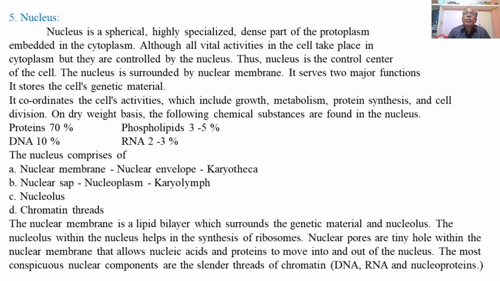Then fourth is the chromatin threads, or the chromatin material, the threads representing the actual DNA, the genetic material in the form of chromosomes, called chromatin threads. The nuclear membrane is a lipid bilayer, a double membrane composed of phospholipids, which surrounds or encloses the genetic material in the form of chromosomes and the nucleolus.